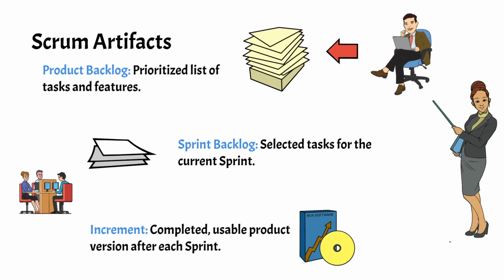The development team owns the sprint backlog, and it's a living document that changes as the team works through the sprint. Increment: an increment is the sum of all the product backlog items completed during a sprint and the value of the increments of all previous sprints. The increment must be in a usable condition regardless of whether the product owner decides to release it. These artifacts ensure transparency and help the team stay aligned with the goals of the project.